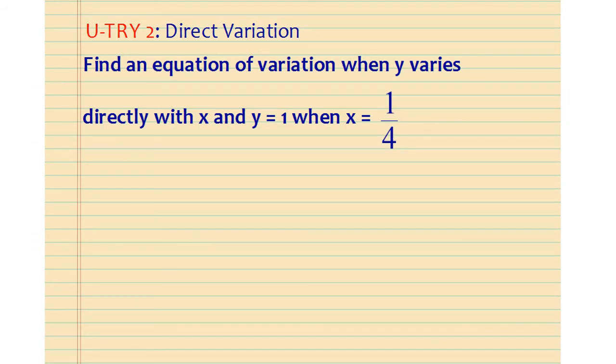Okay, you go through the 4-step process and you write the equation of variation. Y varies directly with x. Tells you how to start. Tells you what step 1 is right there.